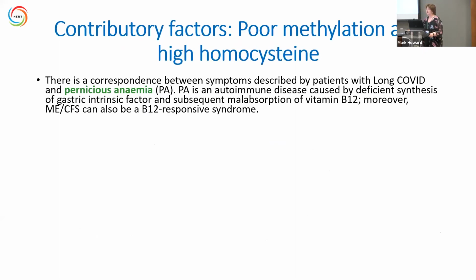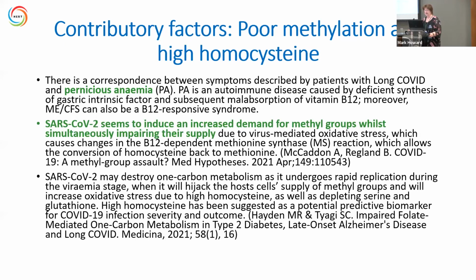And poor methylation has come up again. Here we are. Researchers have noticed an association between pernicious anemia and long COVID. And here's a study showing that SARS-CoV-2 induces increased demand for methyl groups, but simultaneously impairs their supply. So there we go. We had a question earlier about folic acid, didn't we?